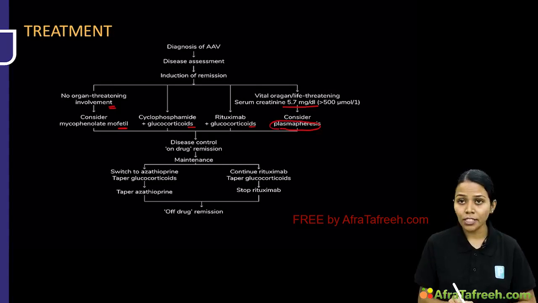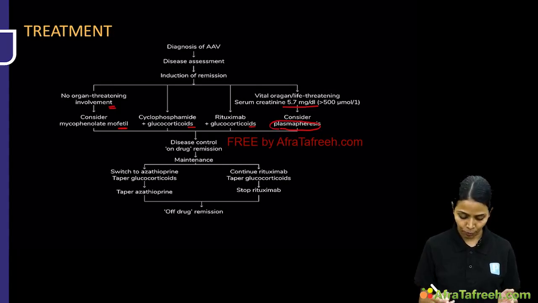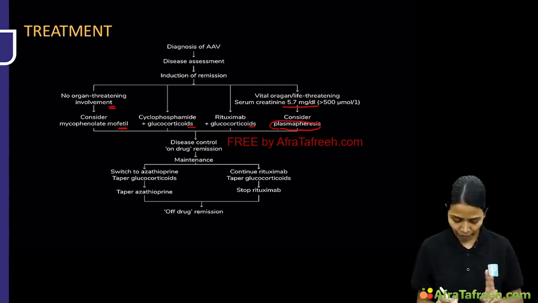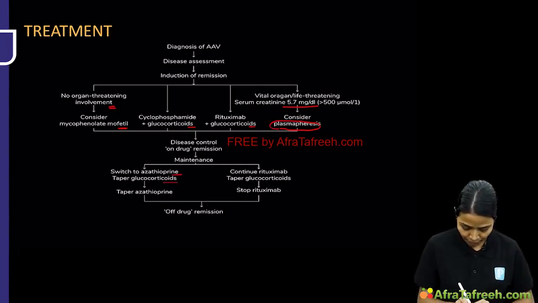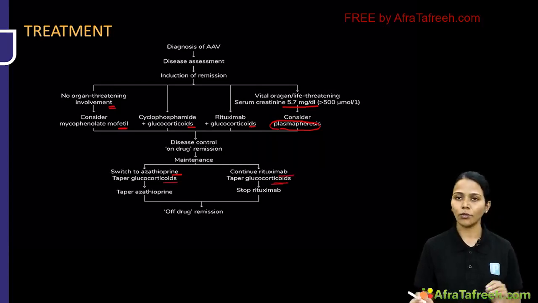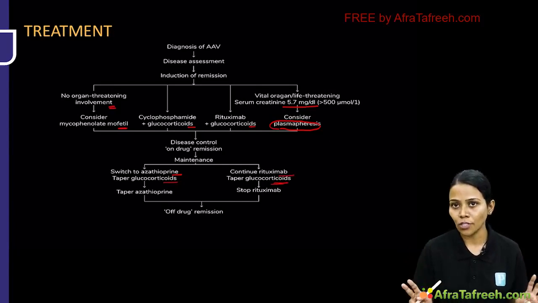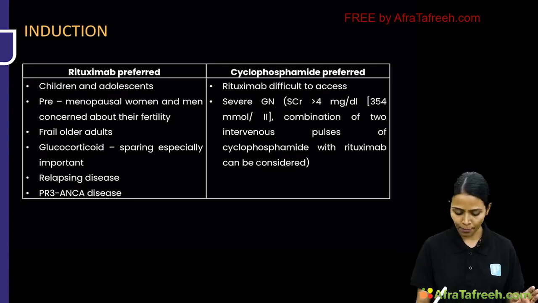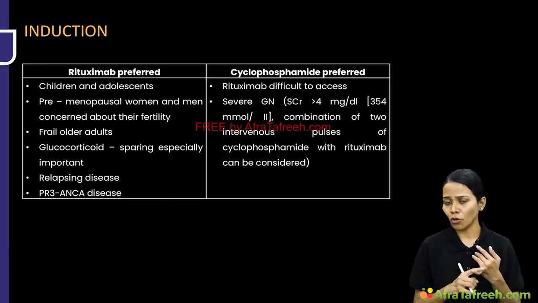okay? Now, once the disease is controlled on drug and they attain remission, you can consider switching to maintenance. For maintenance, there are two main drugs. One is azathioprine with tapering steroid. Another one is rituximab with tapering steroid, okay? So azathioprine and rituximab are the two drugs considered in maintenance.